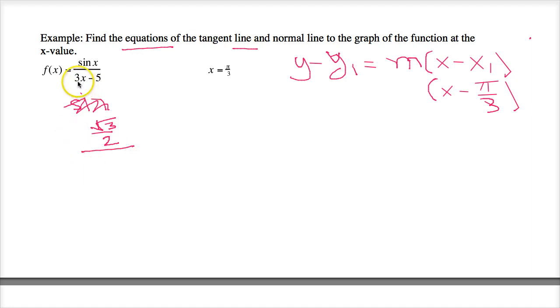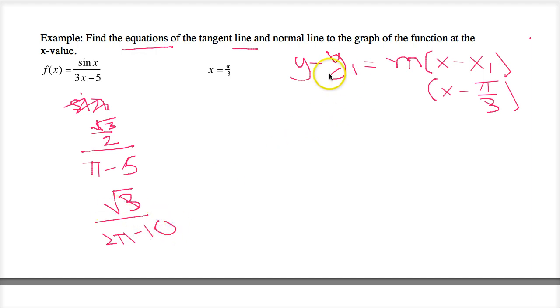And then plug in pi over 3 here. 3 times pi over 3 is just pi, and then minus 5. I've got a fraction within a fraction. Some of you may have forgotten, I could push this 2 down and distribute it. So this means the exact same thing as radical 3 over 2 pi minus 10, by distributing that 2 up at the top.